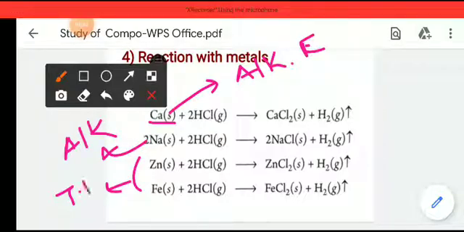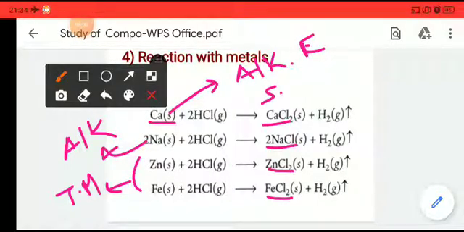Okay, so all of these metals, that is transition metals, alkali metals, and alkaline earth metals, whenever reacted with HCl, will give a salt. This is CaCl2, NaCl, ZnCl2, FeCl2. These all are salts. This will give salt plus H2. The salt will be present in the solid form, and the H2, that is hydrogen gas, will be evolved from the system as well. Whenever a strong acid reacts with a metal, it will evolve H2 gas from the system.